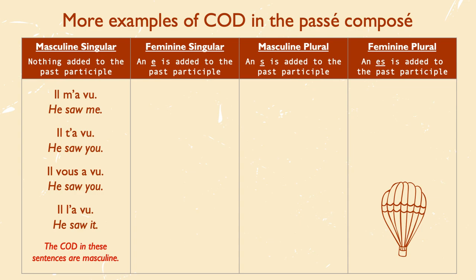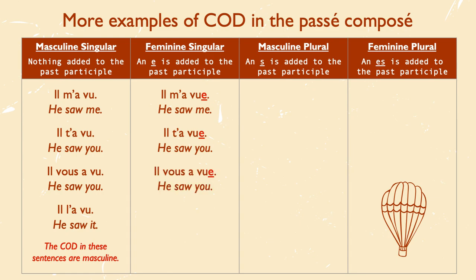Okay. Second column, however, if the direct object is feminine and singular, then we add an E to the past participle. Il m'a vue. I'm feminine and I'm singular, so we add an E to vu. Il t'a vue. You're feminine, you're singular, so we add an E to vu. Il vous a vue. He saw you. Again, feminine, singular, madame. He saw you. We add an E to vu. Il l'a vue, and it is a feminine singular noun, so we add an E to vu.